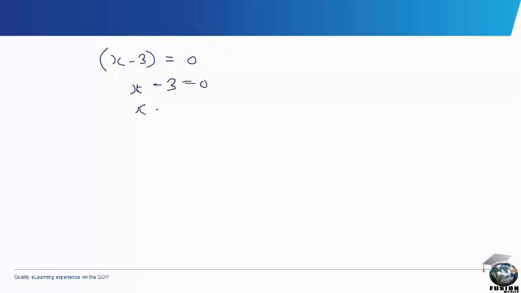So at this point we can make x the subject of formula, so that you have x is equal to plus 3, because when minus crosses an equality sign, it becomes positive. So therefore x is equal to 3. All right.